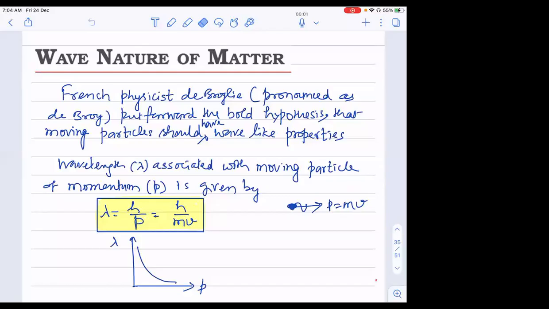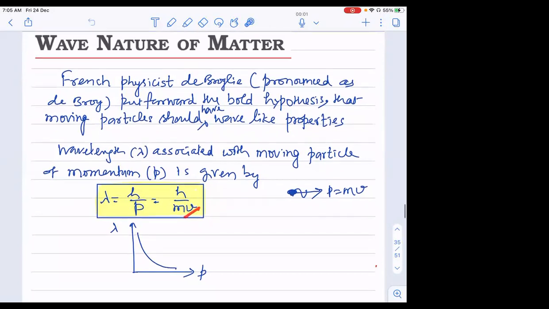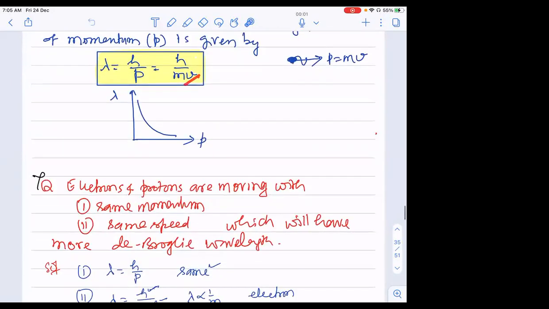Yes, sir. All right. In previous classes we have seen the wave nature of matter. That is, according to de Broglie, a moving particle will produce a wave. Its wavelength is given by h upon p, where h is the Planck constant, p is the momentum, which is mv.